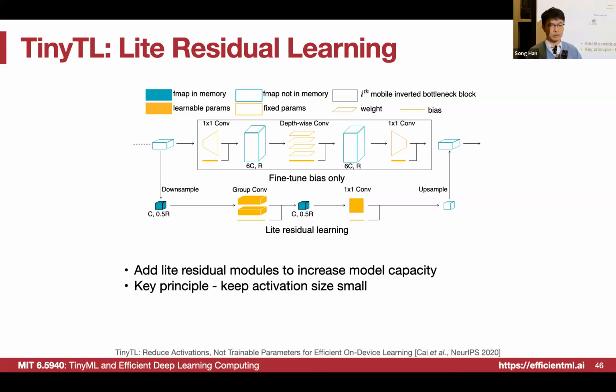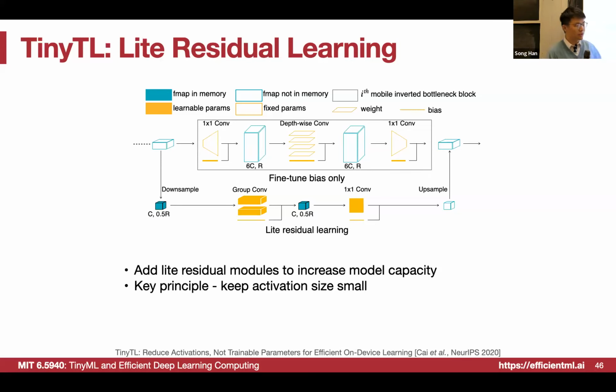Here there's no depth-wise and no inverted bottleneck. Just use a group conv followed by a 1-by-1 conv. This is spatial modeling, and this is channel-wise modeling. Providing some extra capacity, we can tune the yellow part. We are tuning the yellow part in the residual branch, as well as the bias in the main branch, but we are not updating the main weights in the main branch.